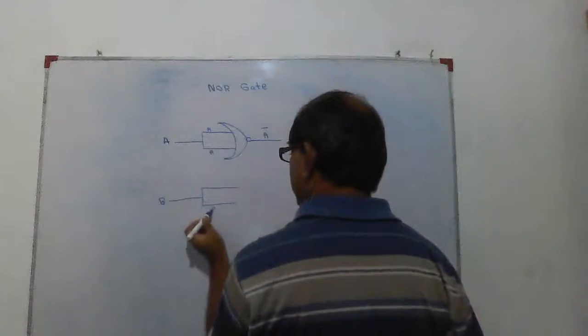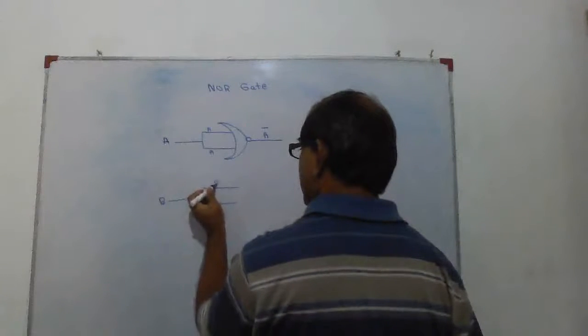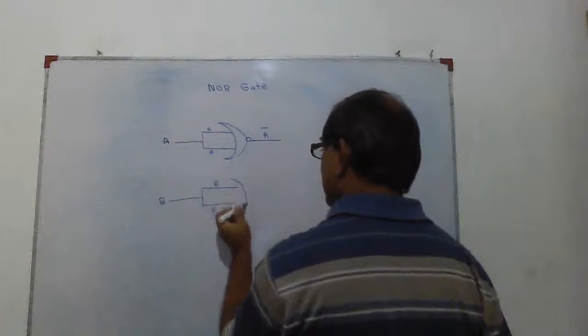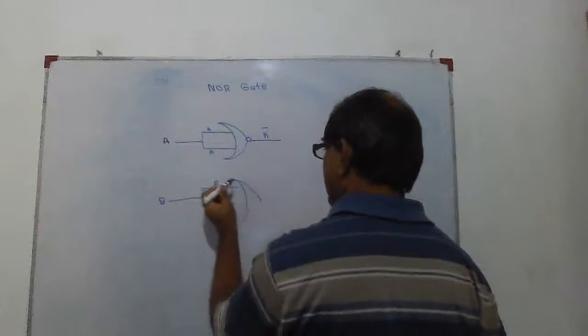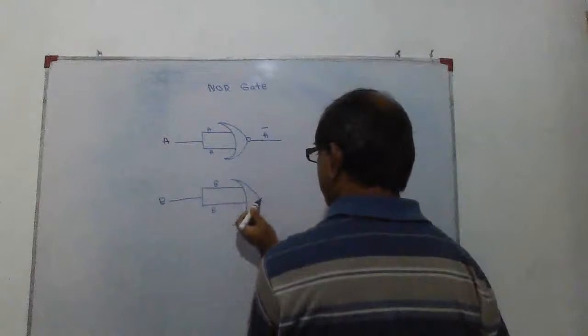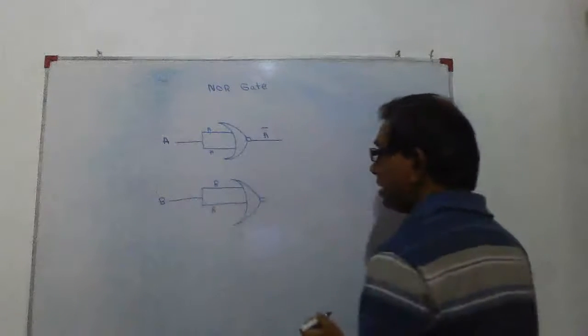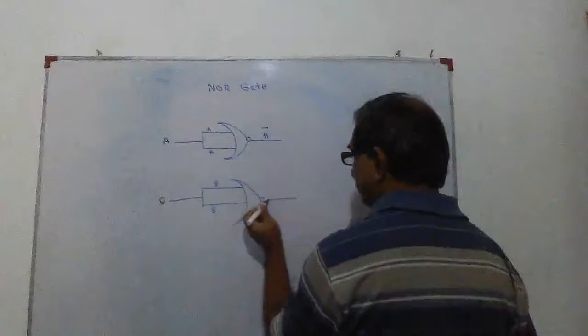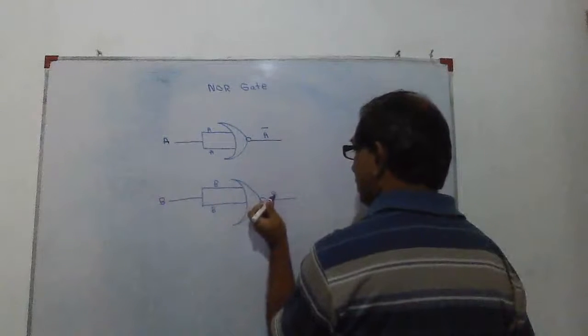We get B from both sides to the second NOR gate. This is a NOR gate. So we have B, O, B bar. Now you are familiar with this. This B bar.